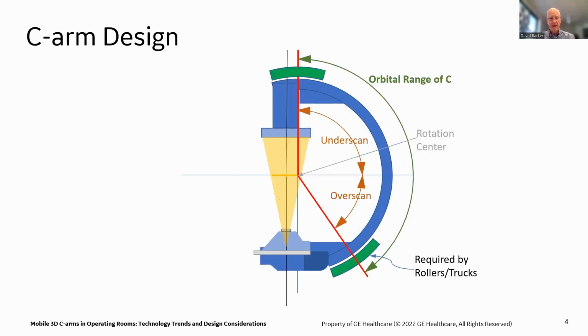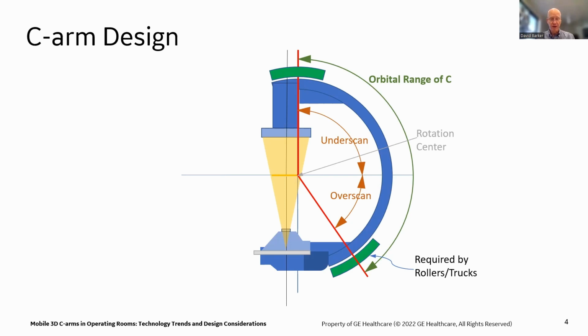And depending on how I articulate the system, if I want to take the system and rotate it over the patient, so I'm kind of making the C into a rainbow over the patient, that direction is called the overscan direction. If I take the C and rotate it under the patient, making a smiley face, we'll call that the underscan direction. And as I add both of those together, that's the full range of motion that you get out of an orbital rotation. That's the orbital range of the system.